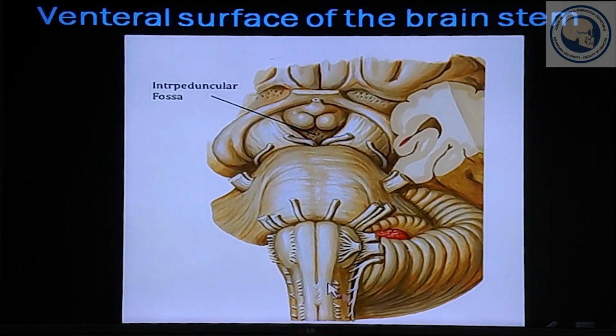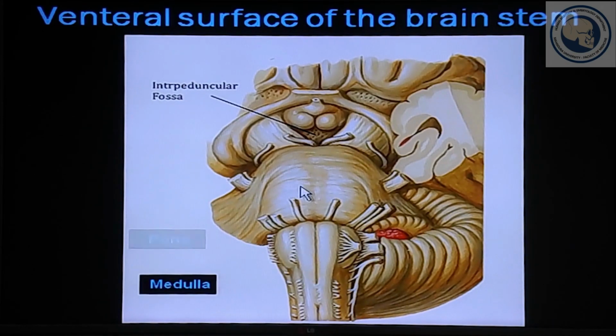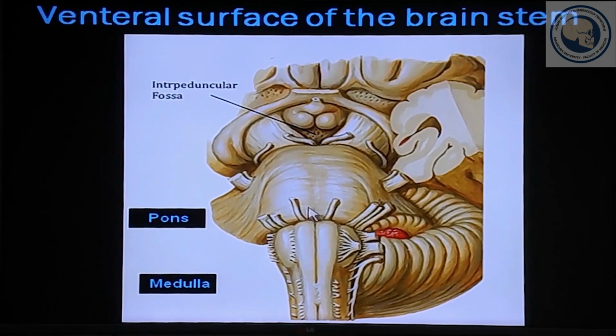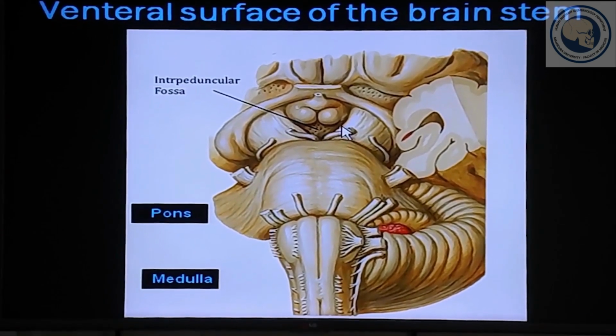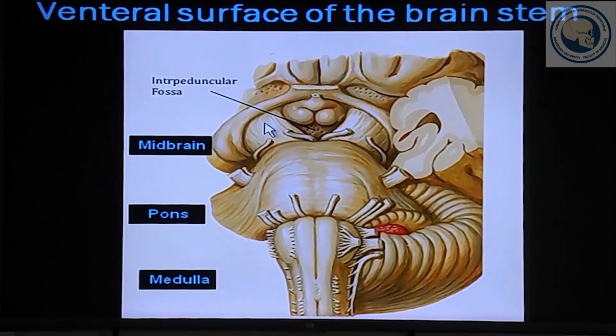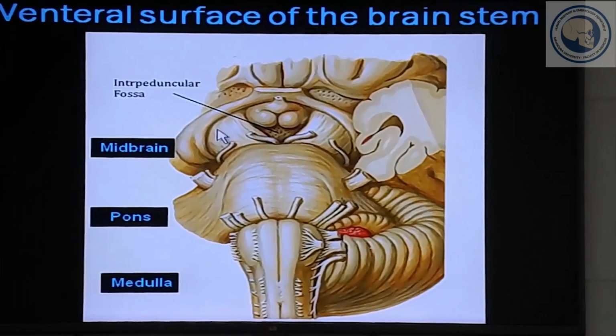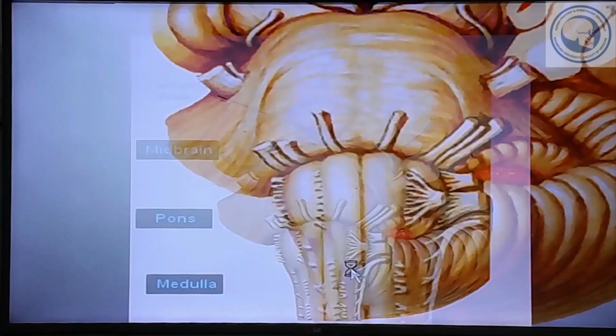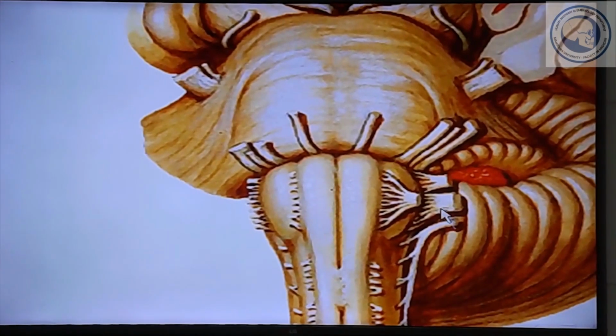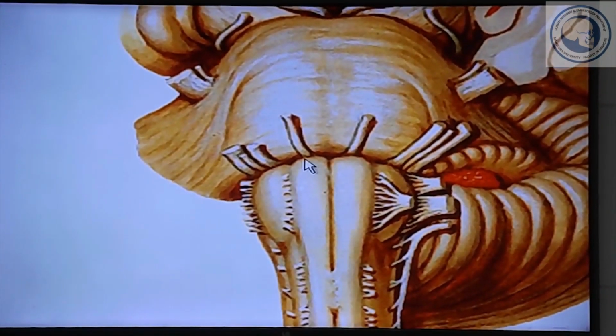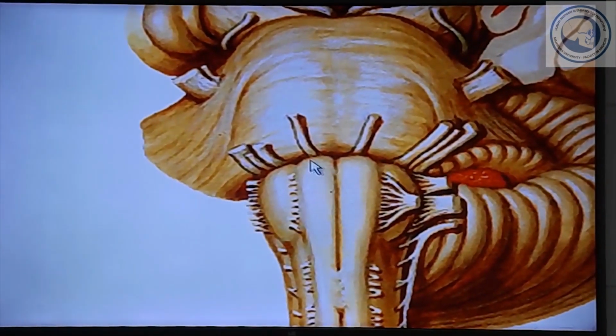Firstly, this is the ventral surface of the brainstem. This is the ventral surface of the medulla. This is the ventral surface of pons called basis pontis, and this is the ventral surface of the midbrain, which is called the cerebral peduncles. What about features in the ventral surface of the medulla? We will find elevations separated by fissures.